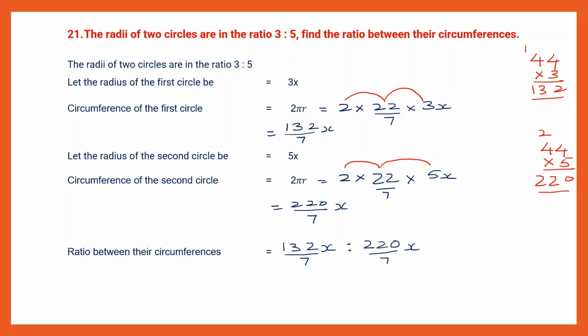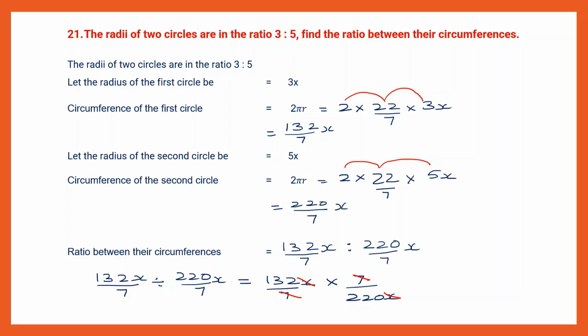So ratio is also division, as you know. So 132x by 7 divided by 220x by 7. Now this will be 132x by 7. Division will change into multiplication and I will write the reciprocal of the second fraction. So 7 by 220x. Now let's cancel whatever we can. Now 7 and 7 will get cancelled. The x will get cancelled. Now I can cancel 132 and 220 by a common factor. So think of a common factor. 11 can divide both 132 and 220.